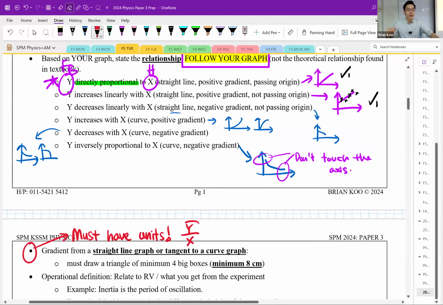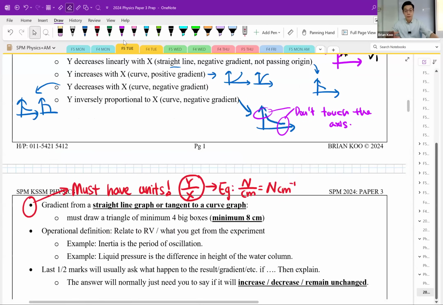Yeah, because in maths, normally you all don't have unit for your gradient. So just take the y over the x. For example, it could be like Newton divided by cm. Then your unit is Newton per cm, for example. And anytime it comes to doing your gradient, you must have minimum 4 boxes. You must draw a triangle.